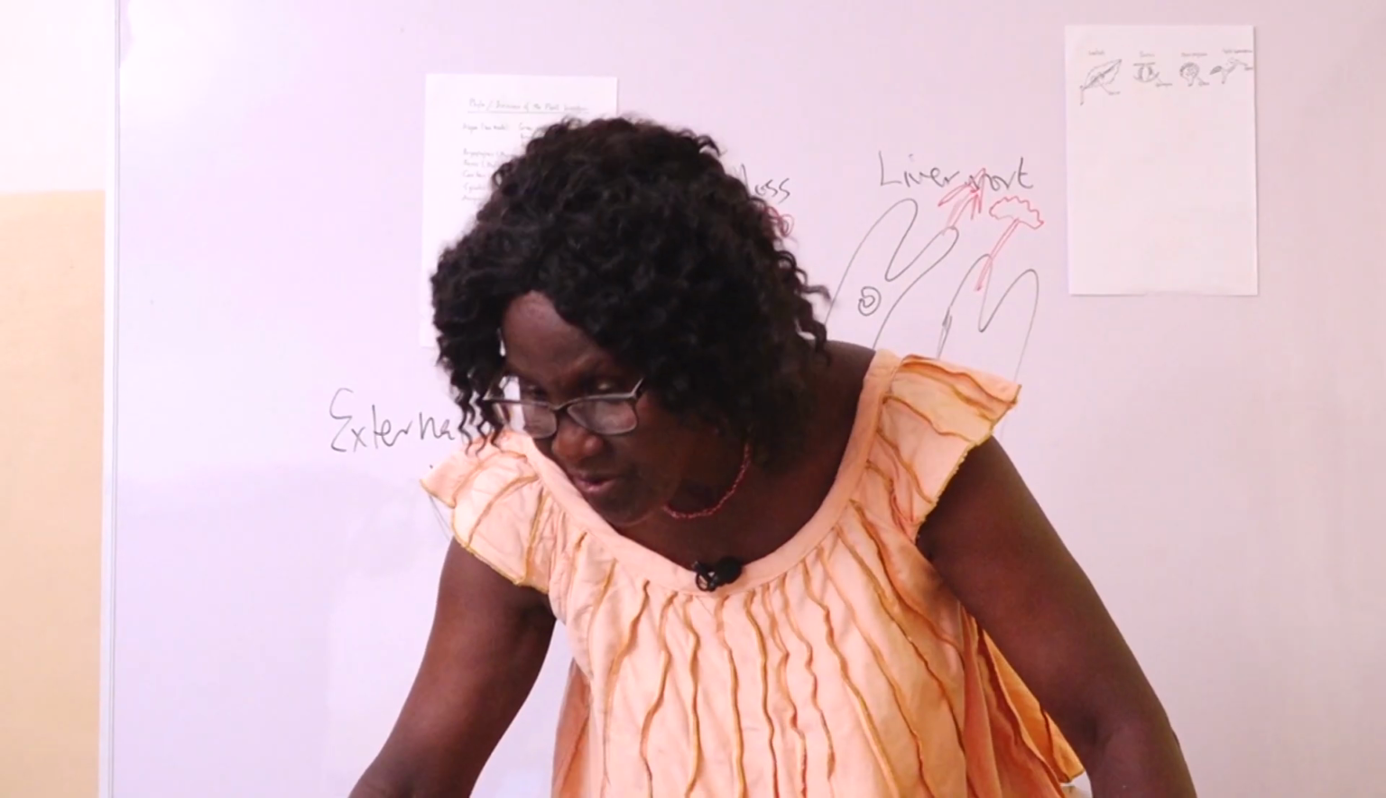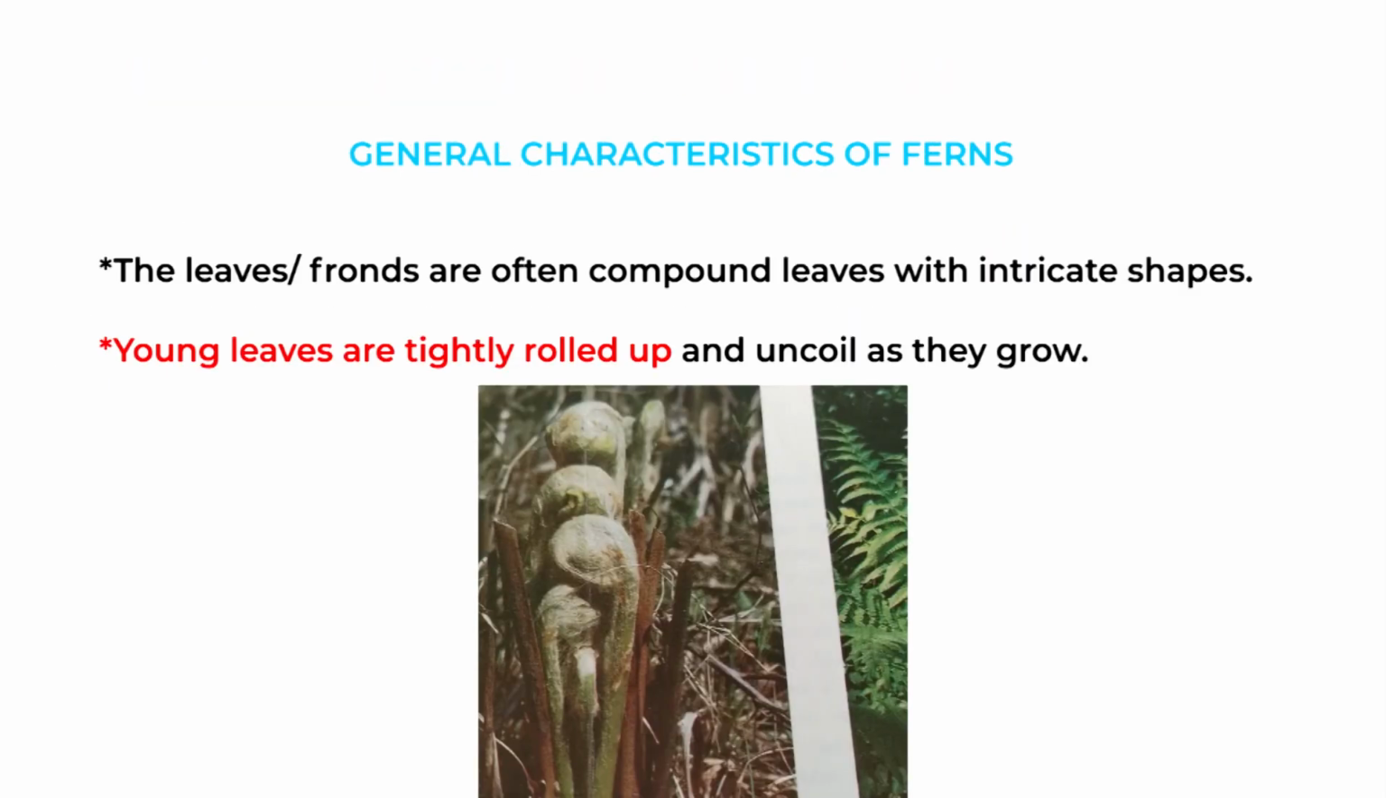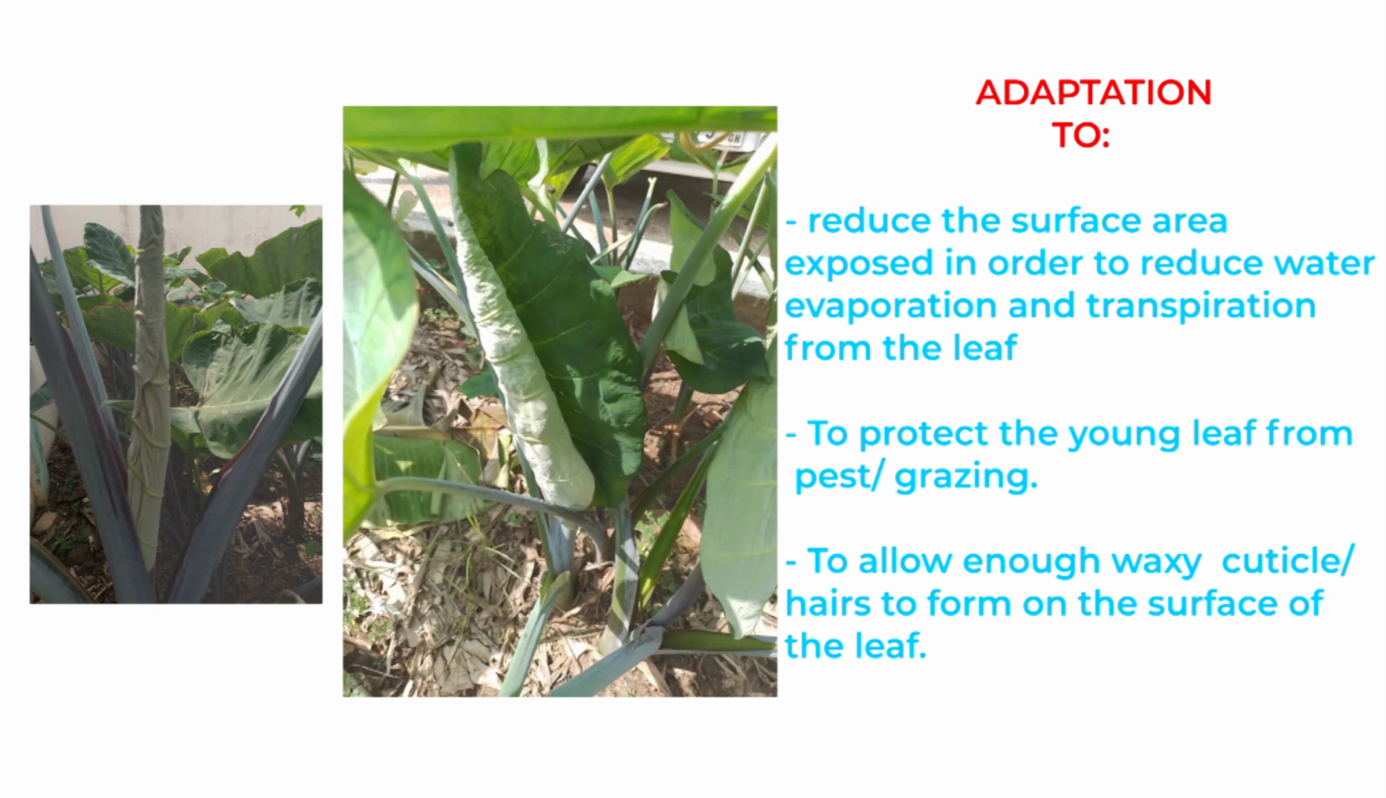We want to move on to talk about ferns. Phylum Filicinophyta. Its compound leaves are called fronds. The young leaves are tightly rolled up and uncoil as they grow. It's an adaptation, but it's not only in ferns. Look at other plants like this cocoyam, which also have the young leaf rolled up and they uncoil as the leaf grows. Can you talk about that adaptation?